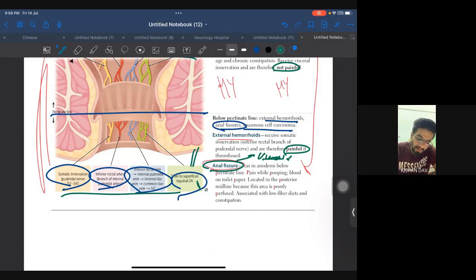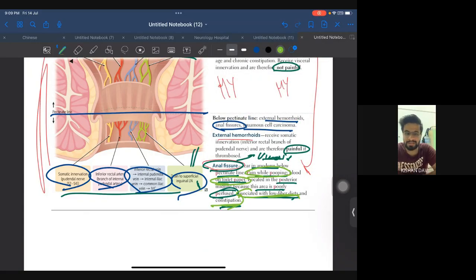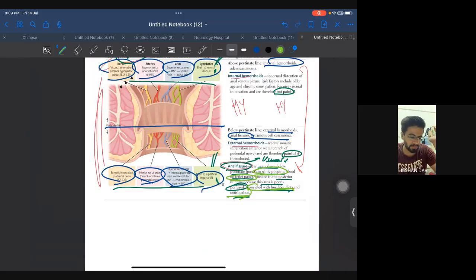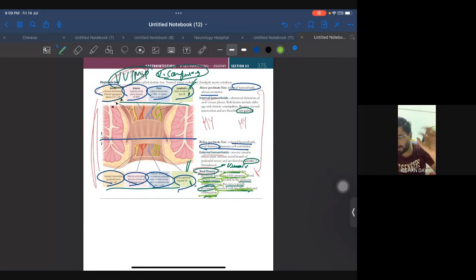That's why they added. So tear in the anoderm below pectinate line, pain while pooping, blood on toilet paper, located in the posterior midline because this area is poorly perfused. Okay, associated with low fiber diets and constipation. So this is important. Low fiber diets and constipation is important, and pain while pooping and blood on toilet paper. The 3 points will be given if they want to talk about the anal fissures. Okay, so this is very high yield. This page, just mark it.